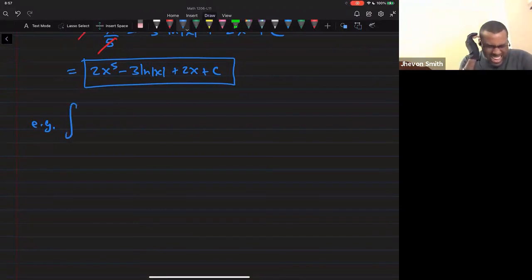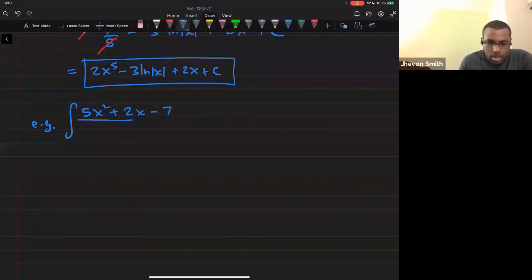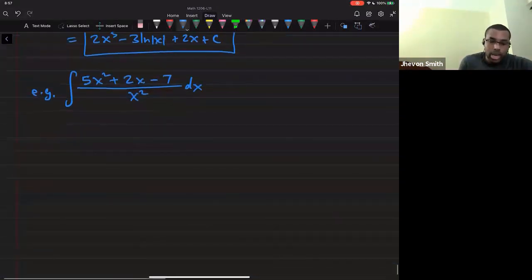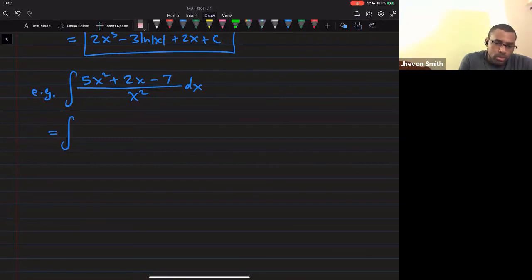Let's say I had 5x squared plus 2x minus 7, all over x squared. Not the most complicated looking thing in the world, but it's more complicated than anything we've seen prior to this. So you have that thing. What you could do is actually simplify it first. Let me write out a line that you wouldn't necessarily have to write, just so it's clear what I'm doing.